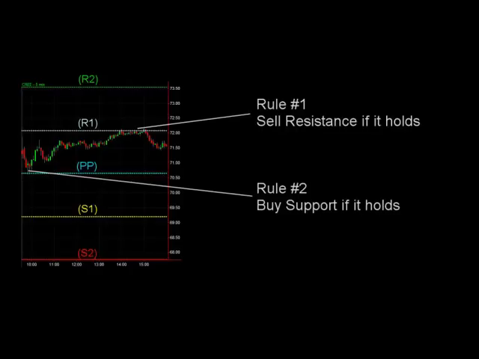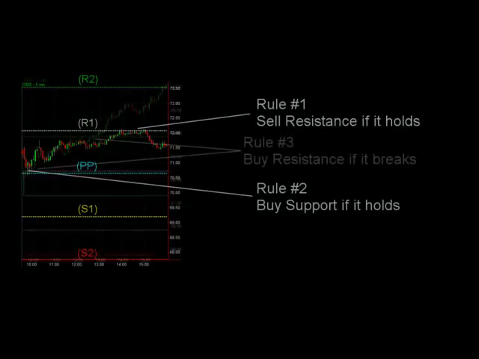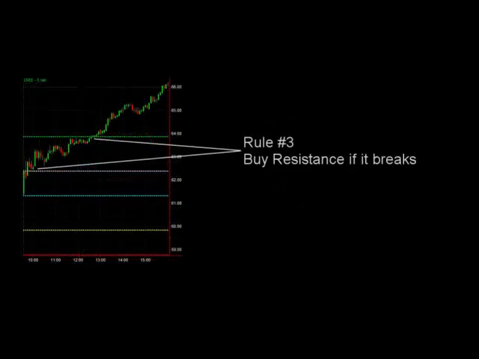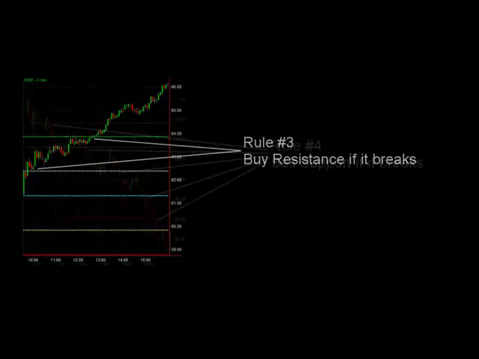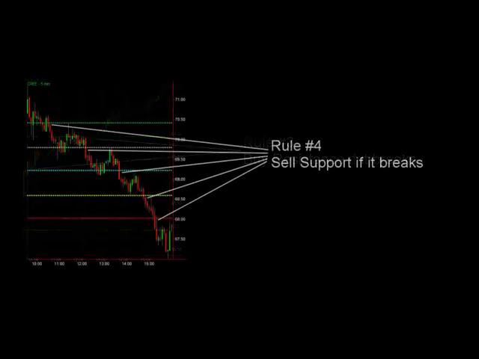The second rule is to buy support if it holds. Buying can be entering a long position or exiting a short position. Rule number 3 is to buy resistance if it breaks. Rule number 4 is to sell support if it breaks.